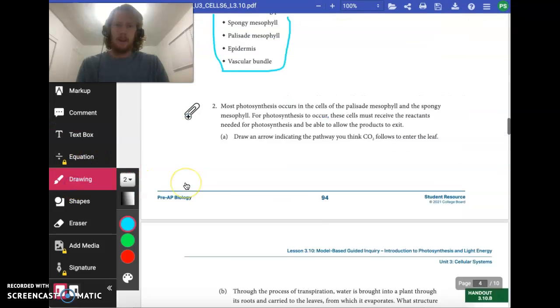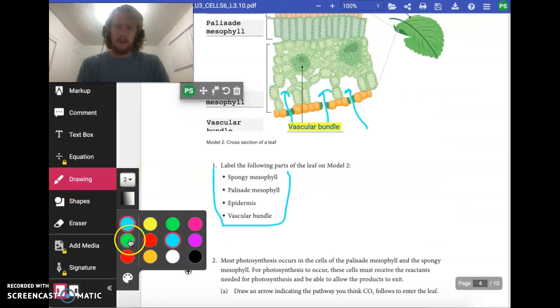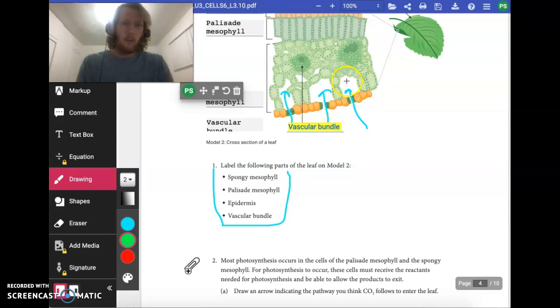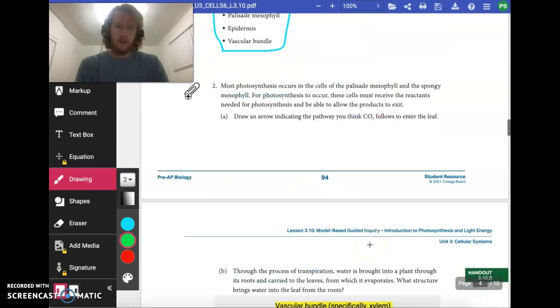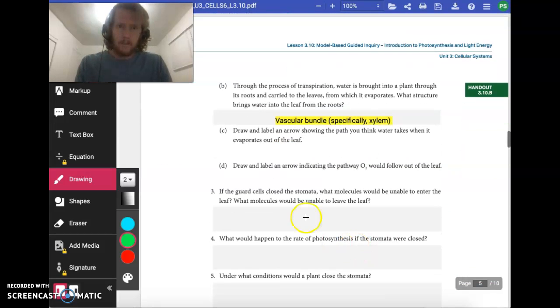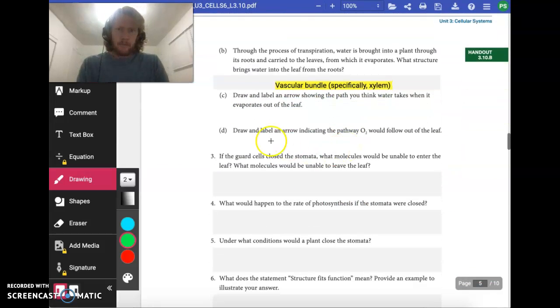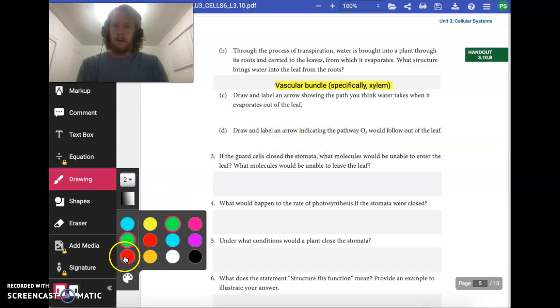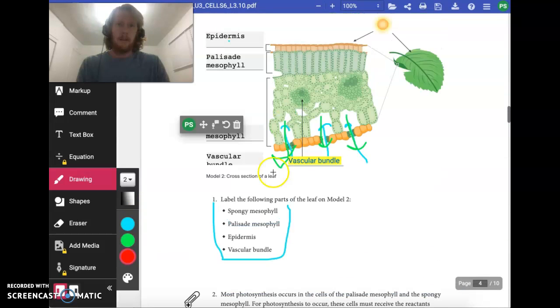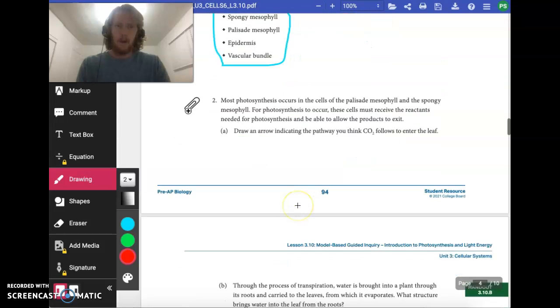Draw and label arrows showing the path you think water takes when it evaporates out of the leaf. Okay, so to leave, I should have done the water in blue, but we'll go green. Water leaves right here through the stomata. Okay, CO2 comes in through those, water leaves through those. So the opening is the only place things can come and go. Draw and label an arrow indicating the pathway oxygen would flow out of the leaf. So same thing, okay, oxygen is flowing out of a stoma, through the only opening there.